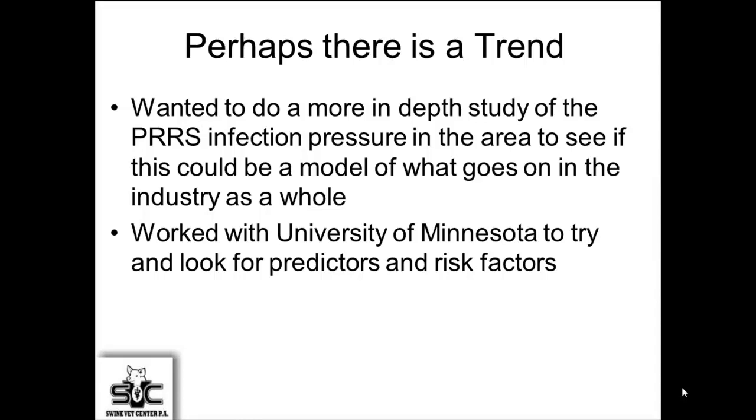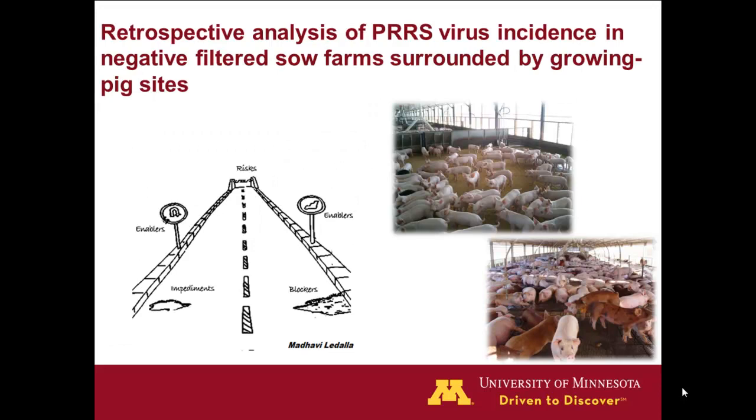So with that target in mind, we thought that was a great opportunity for us to analyze in a deeper way all the surveillance data that they were doing. So we ran a retrospective analysis of PRRS virus incidents in negative filter sow farms surrounded by growing pig sites. The objective of this analysis was to assess the PRRS incidence in 5 filter sow farms and its potential association with PRRS virus circulation in growing pig sites through this retrospective analysis.